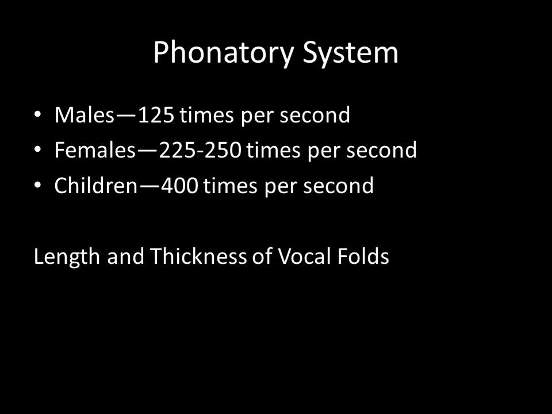Males are said to phonate at 125 times per second. Females phonate at 225 to 250 times per second, and children phonate 400 times per second. The length and thickness of the vocal folds affects phonation. So the thicker and shorter the vocal fold, the slower they're going to vibrate. The thinner and longer they are, the faster they're going to vibrate. Think of a guitar string or a rubber band.